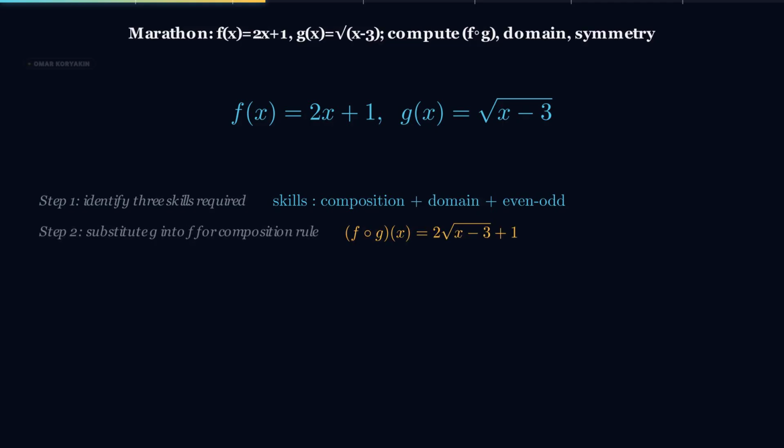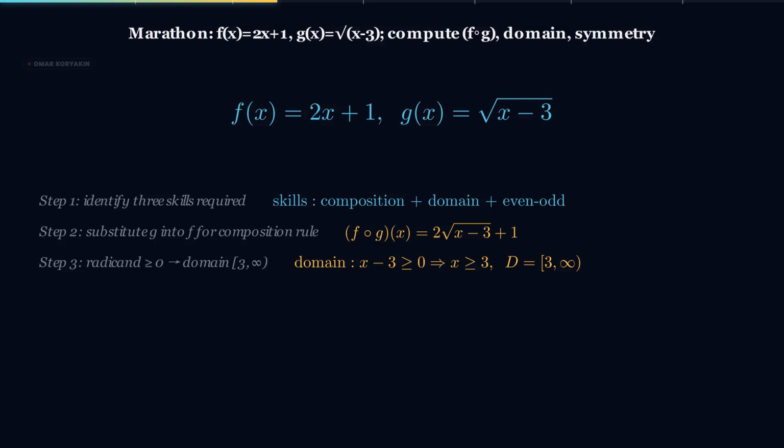Step 2. Compute the composition rule. f composed with g of x equals f of g of x equals f of the square root of x minus 3 equals 2 times the square root of x minus 3 plus 1. So the composition is 2 times the square root of x minus 3 plus 1.